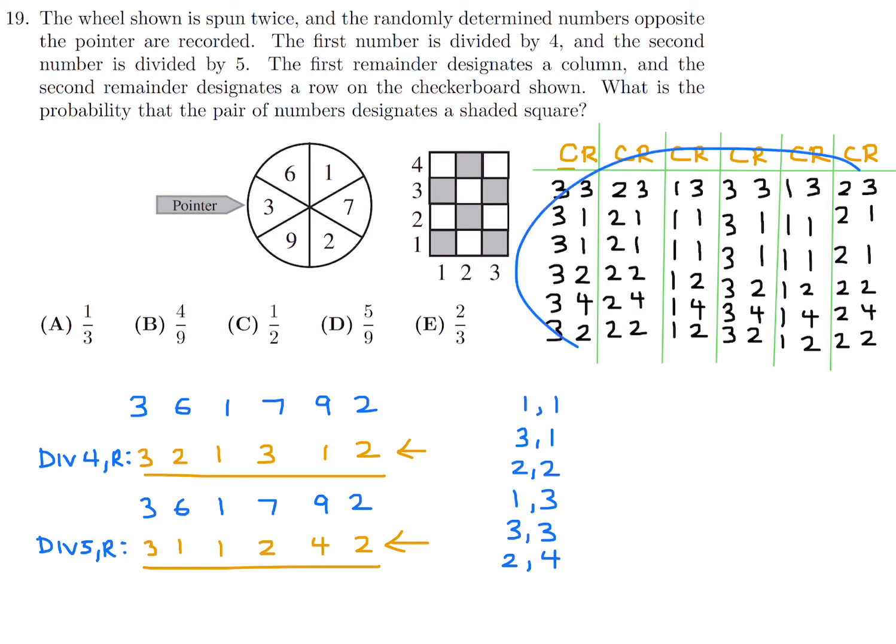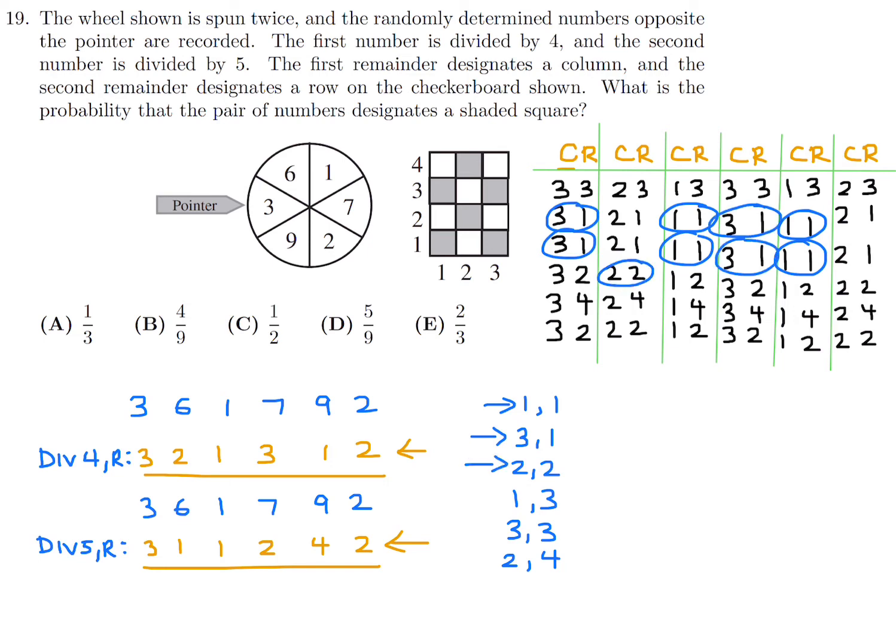So any of these numbers, if they're one of these numbers, they will be a shaded square. So 1, 1, let's look at the first one. Anywhere there's a 1, 1, I'll circle it. These are 1, 1s. Okay? 3, 1, these are 3 1s.